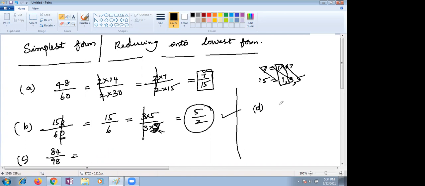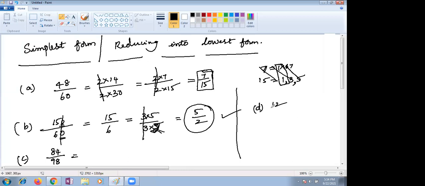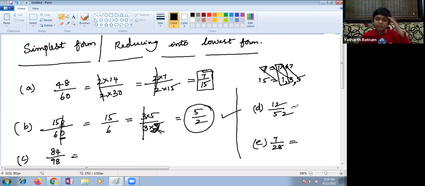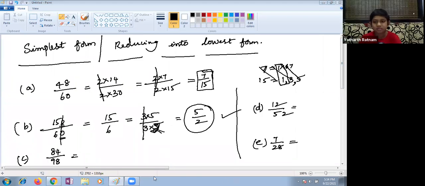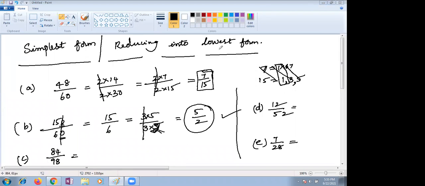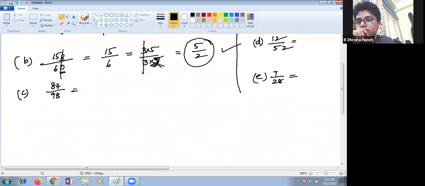There are 3 students, please do everything. You can put it in the chat, or all 3 together can put it in the chat also, children. 12 by 52 and 7 by 28. All 3 should be given by all 3 people. Daksh left, maybe a network issue. He is trying to join again. Then can I answer the question, ma'am? Yes, Drona.